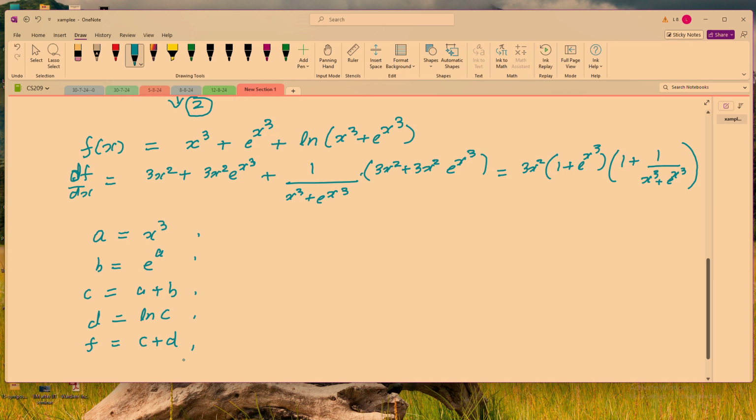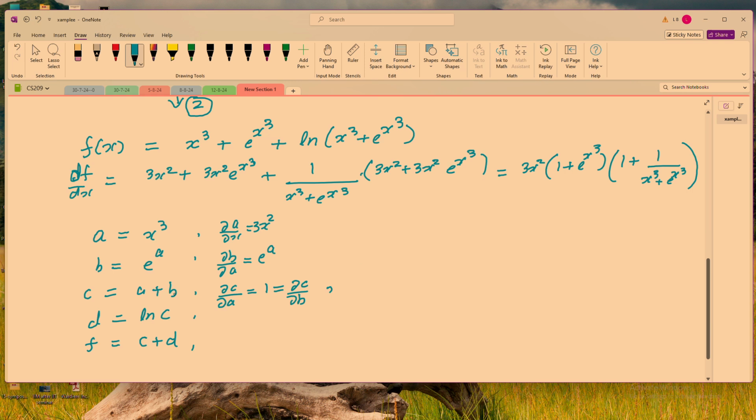Now we have to write the partials of these. So dA over dx is equal to 3x square. dB over dA is e to the a. Now is the tricky part. dc over dA is equal to 1 because we have not considered the dependency here, which is also equal to dc over dB.